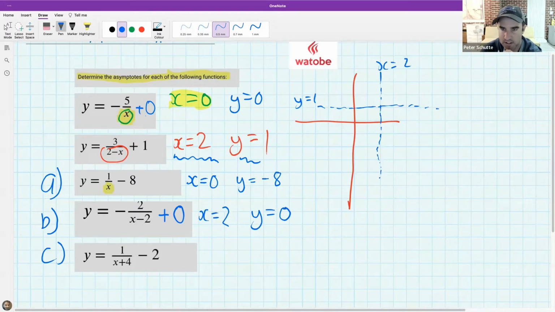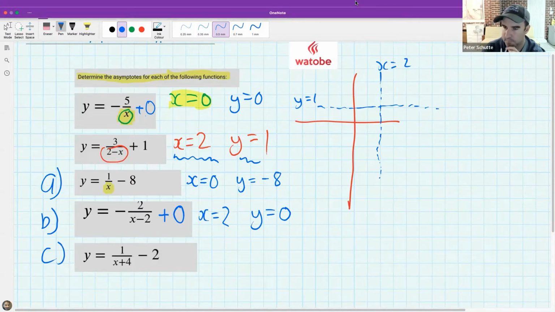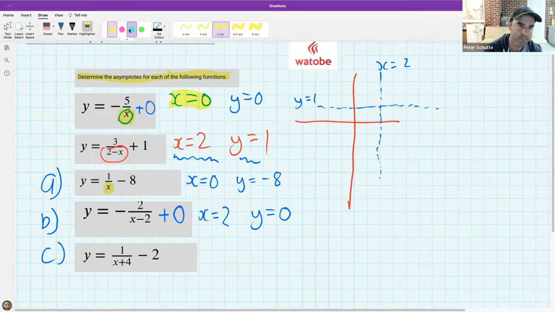And what about C? So ask yourself this. If you've got x plus 4 over here, what value of x would cause division by 0? And that is going to be x is equal to minus 4. And then basically what this is telling you, if I use the translation language, it's basically this thing over here is moving the whole graph 4 units to the left.